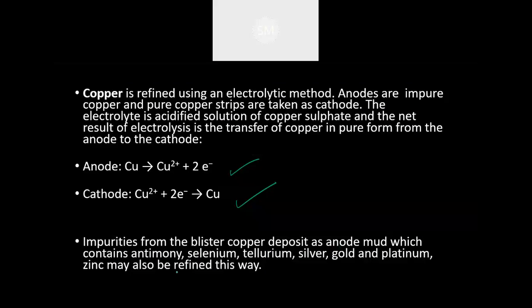Let's see which metals can be purified like this: antimony, selenium, tellurium, silver, gold, platinum, zinc. All these can be refined in this method. This way you can do the refining.